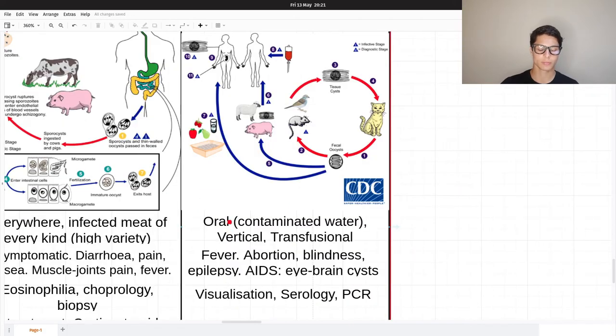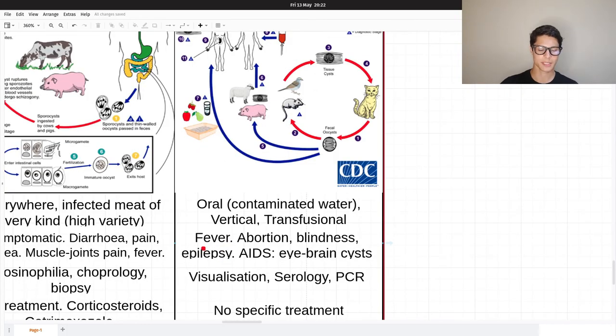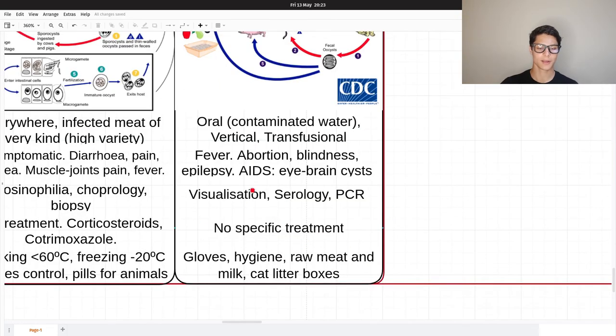The epidemiology is oral through contaminated water, vertical, as I said, and transfusional. But also from eating raw or uncooked meat from pigs mainly. Okay, so the pathogenesis, we will normally get fever, and if we're pregnant, we may be at risk of abortion. Then it can also affect our eyes, and it can create epilepsy. In immunosuppressed people, it is the worst case scenario, because they are going to create cysts in the eyes and in the brain. The diagnosis is visualization, serology, and PCR.